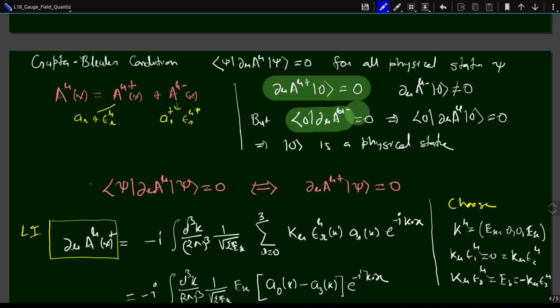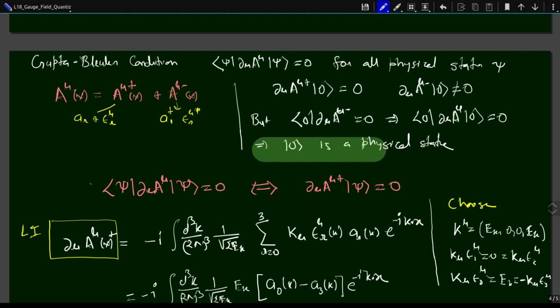By combining these two, I can say the vacuum expectation value of del mu A mu is 0, because this has two terms, and one term acts on the right and the other term acts on the left. That basically implies that the vacuum is a physical state. It does satisfy this Gupta-Bleuler condition, that the gauge condition has to be satisfied at the level of matrix elements.